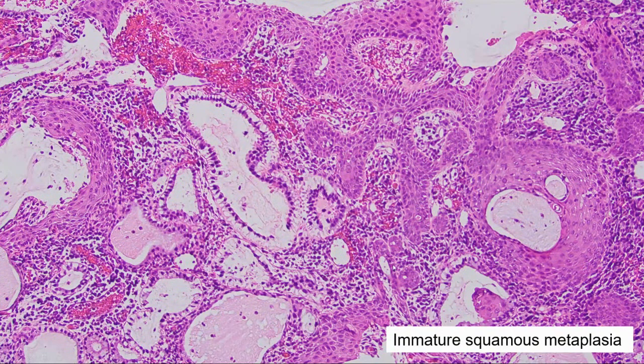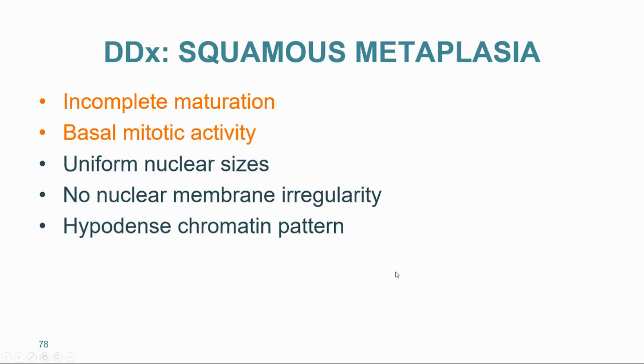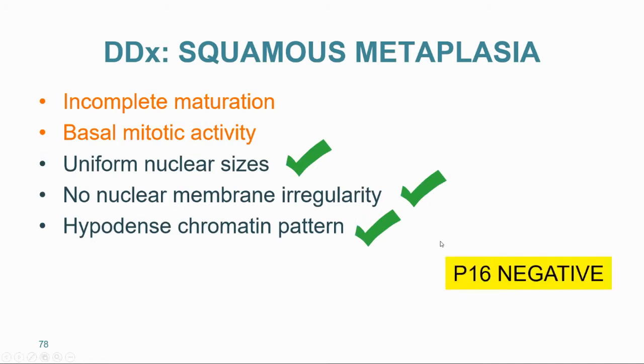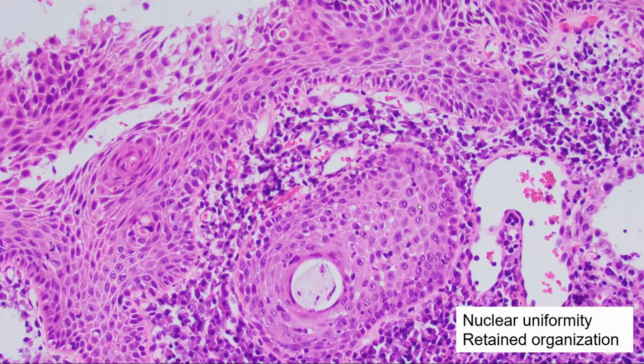However, it is going to retain that nuclear uniformity that we expect to see in a benign lesion. Don't be fooled by the incomplete maturation and by the mitotic activity in basal cell layers. Look at the nuclear morphology, look at the absence of nuclear membrane irregularity and the absence of coarse or irregular hyperchromatic nuclear distribution. P16 can help in these cases if your differential is with a high-grade lesion, because it should be negative for P16 overexpression if it's a metaplastic process.